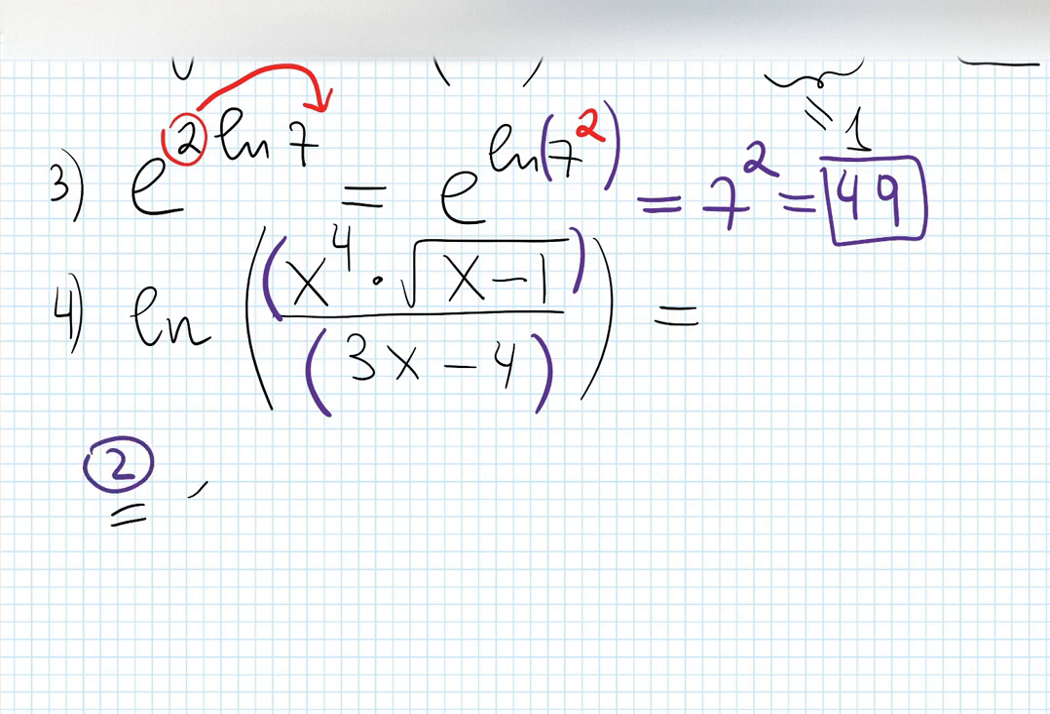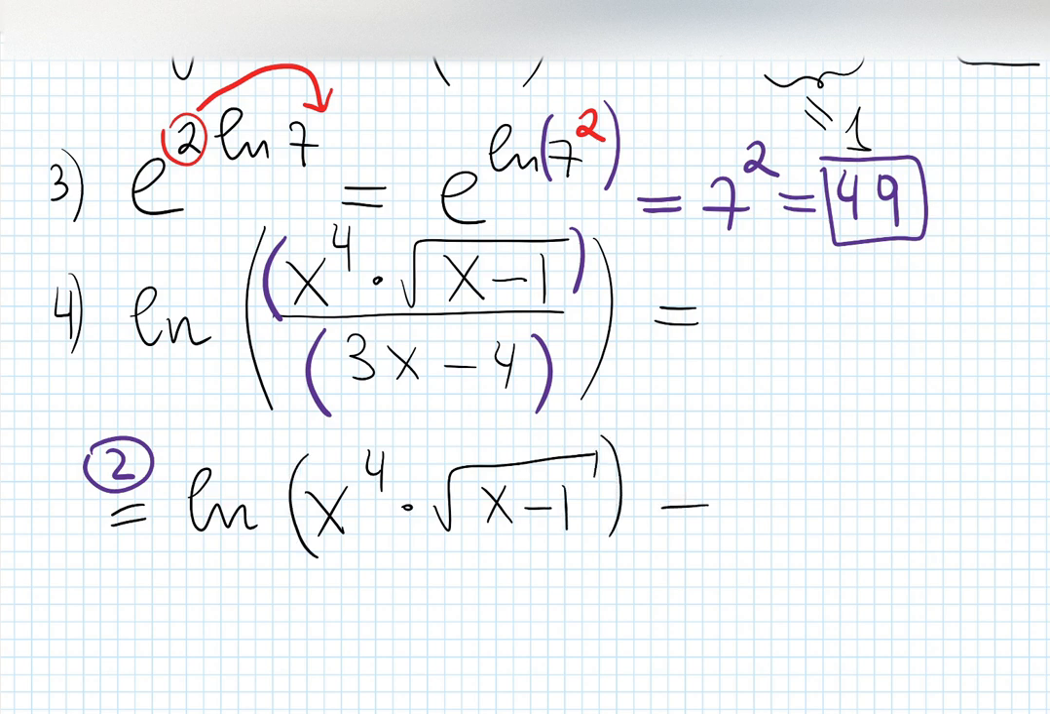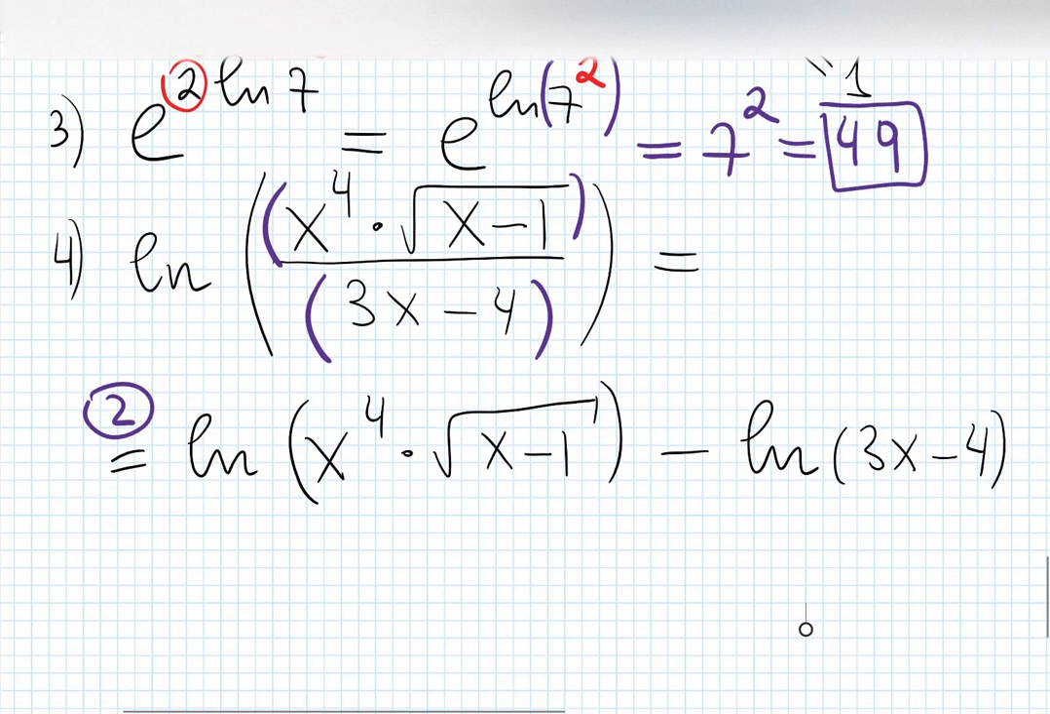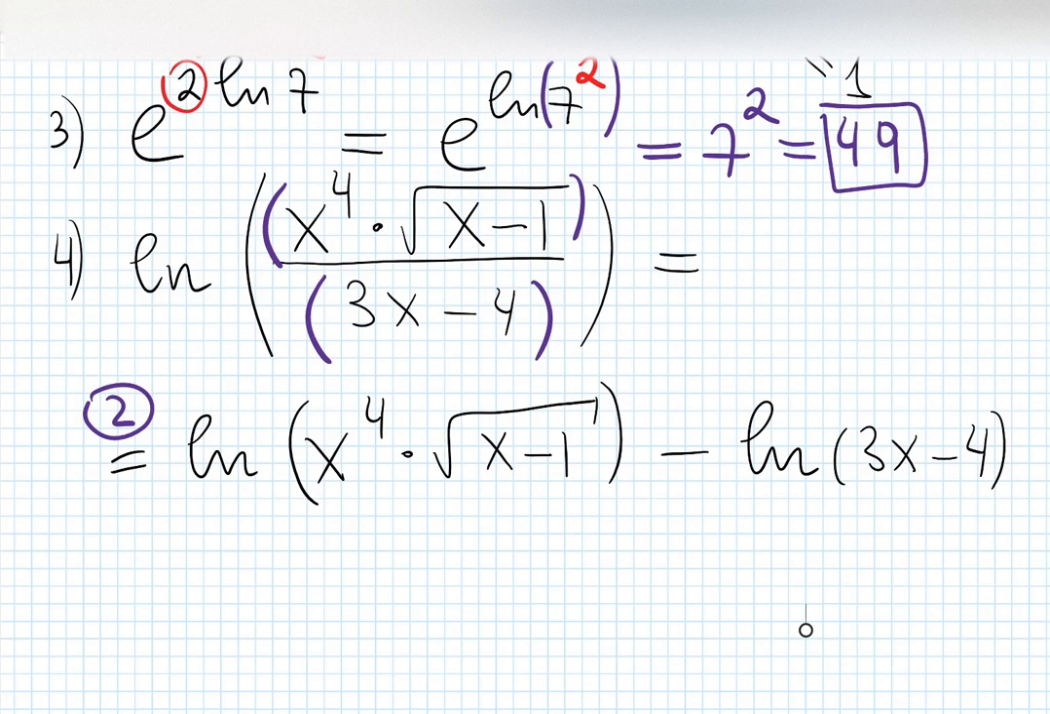So it becomes natural log of the top, the numerator, x to the 4 times the square root of x minus 1, put parentheses, minus natural log of the bottom, natural log of 3x minus 4. Do you all agree? So, boom, the fraction disappeared. This looks better. I don't have a fraction. That's nice. A fraction has this division by 0 thing. An asymptote shows up sometimes, or some kind of denominator problem. You see, now we don't have it. That's good. That's why we like it.